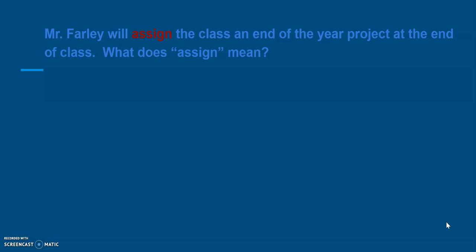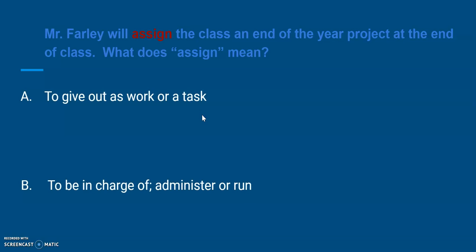Let's look at the first one. Mr. Farley will assign the class an end-of-the-year project at the end of class. So we're trying to figure out what assign means. Let's see what our choices are. The first one is to give out his work or a task, and the second one is to be in charge of, administer, or run.